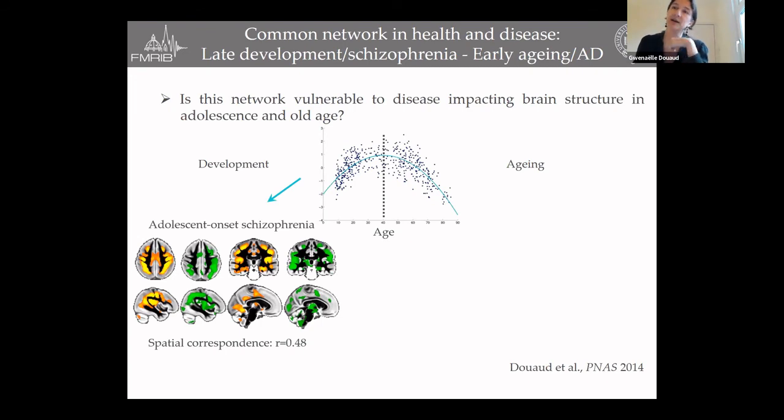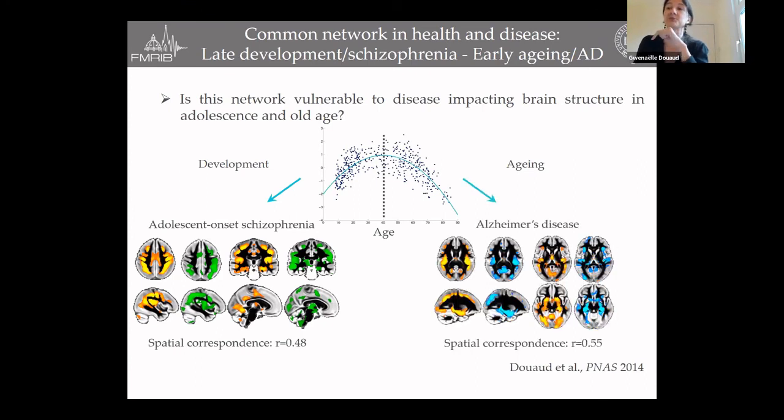We used data sets that had been published in the past on adolescent onset schizophrenia, and at the other end of the spectrum, Alzheimer's disease. What we found was that the spatial pattern of, in yellow here, a healthy brain network that shows this inverted U curve, matches very nicely the spatial pattern of abnormalities seen in adolescent onset schizophrenia here in green on the left, and of Alzheimer's disease here on the right. Not only that, but if you compare adolescent onset schizophrenia and Alzheimer's disease directly, you again see a very nice spatial correspondence, so a common distribution of brain abnormalities between the two.